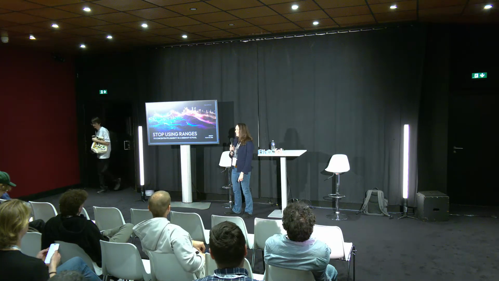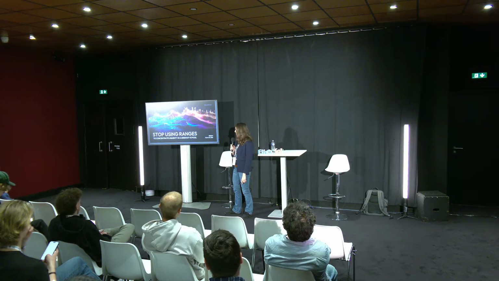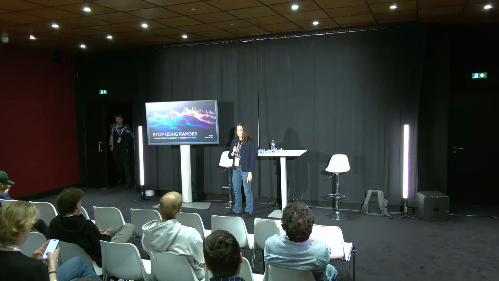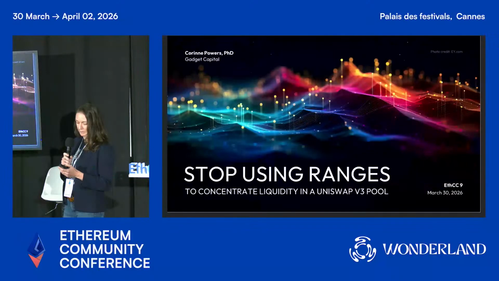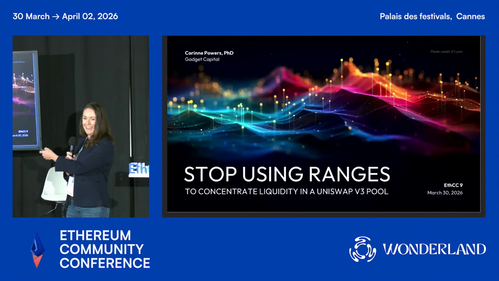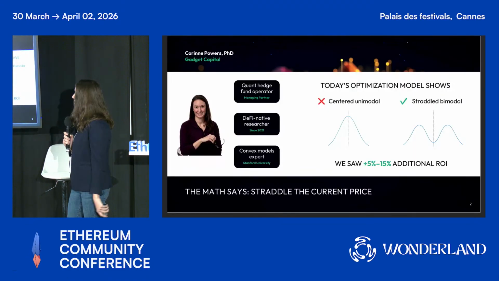Hello, everybody. I'm Corinne Powers. Today I'm going to be talking about concentrating liquidity in an AMM. And the story today that we're going to tell is through the lens of Uniswap version 3. But this will apply to any AMM that allows you to concentrate liquidity. So, as the title suggests, stop using ranges.